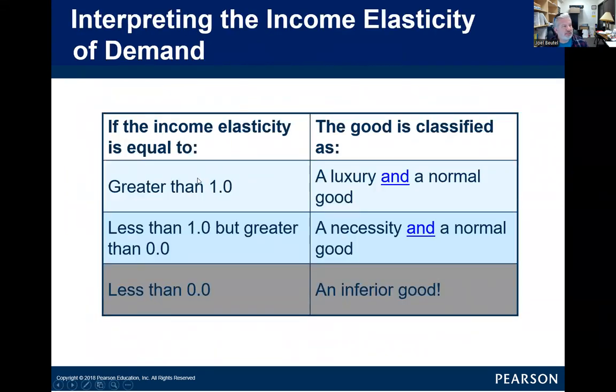So if your income elasticity is greater than 1, then it's going to be a luxury good and a normal good, right? If it's less than 1 but greater than 0, then it's a necessity and a normal good, right? And if it's a necessity, we would expect to see an inelastic or a more inelastic demand curve. And if it's less than 0, then we're talking about inferior goods. And these are goods that, I hate to say, violate the law of demand.